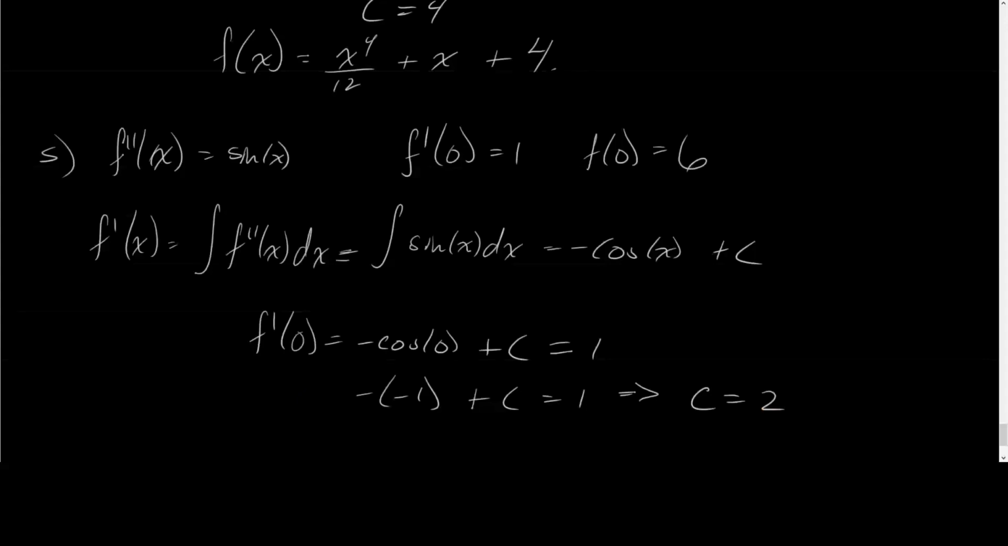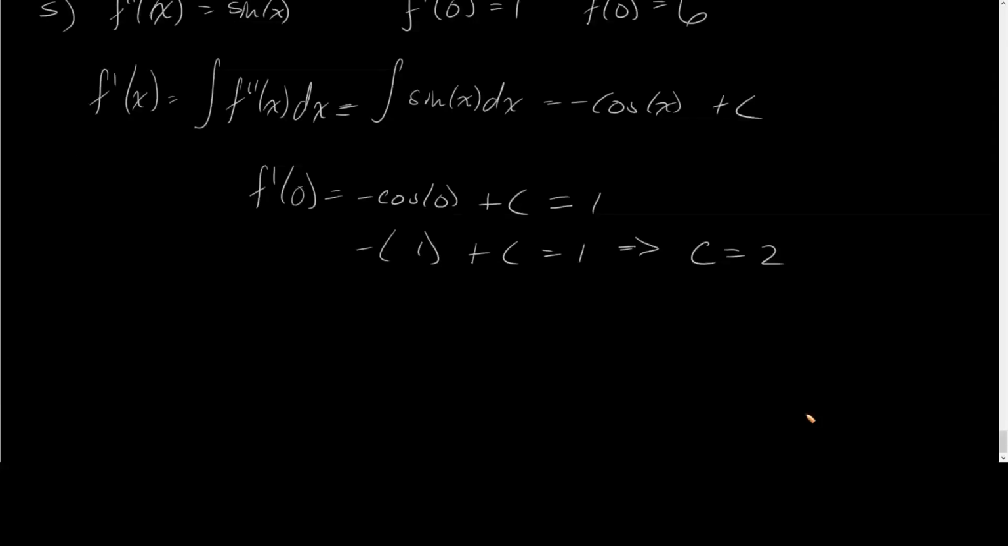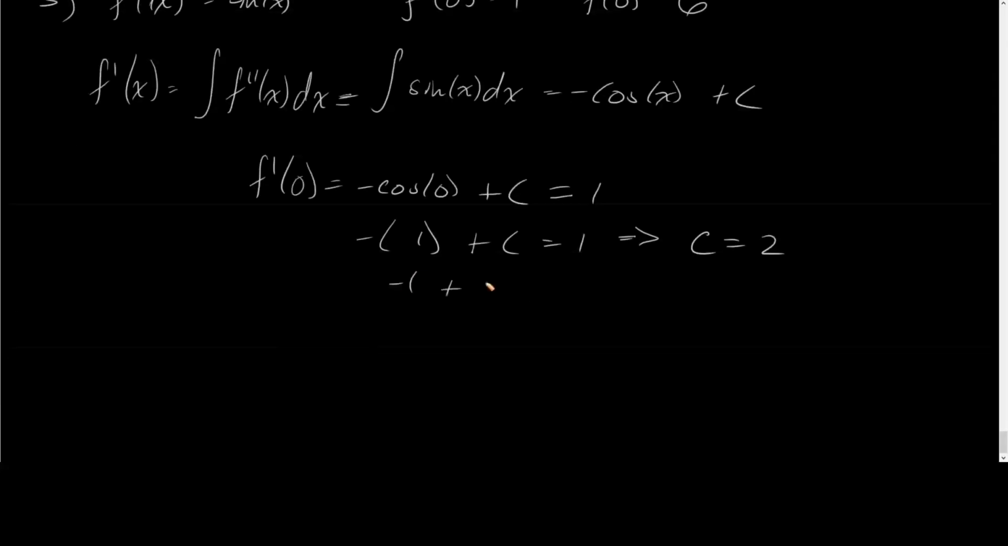And I did some bad arithmetic there, but mostly because I messed up right here. Cosine of 0 is just 1. The rest of this is fine now, right? Because I get negative 1 plus c is equal to 1. Add 1 to both sides. All right, so now that tells us that f prime of x was negative cosine of x plus 2, right?